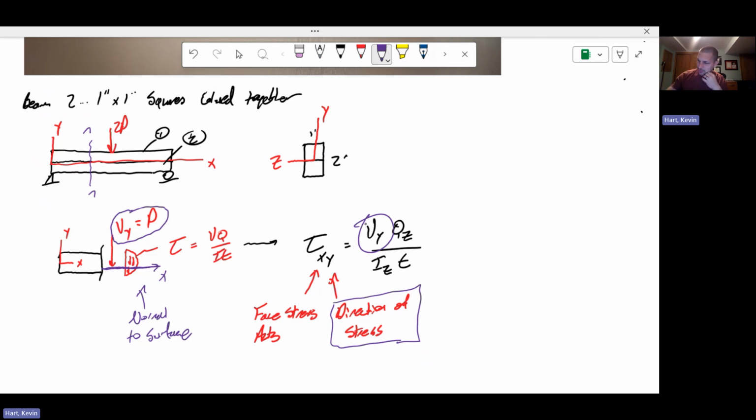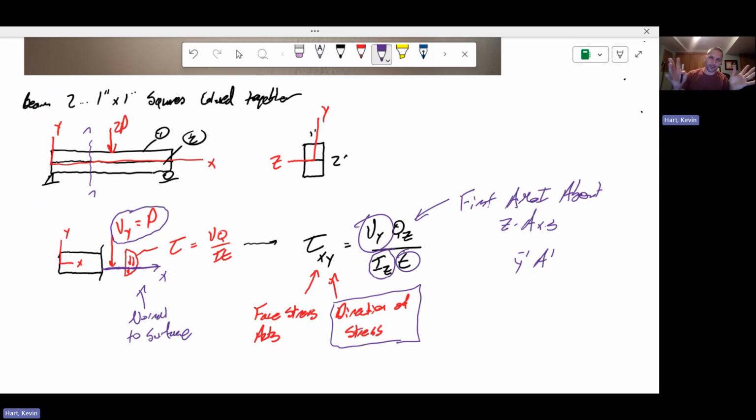And it's calculated using this formulation, where Qz, this is the first moment of area, first area moment about the z-axis. You've probably learned it as something like y bar prime, A prime. More on that in just a second. Iz, this is the second area moment of inertia. You know this well. T, this is the thickness of the beam at the point of interest. Okay, great. Why does this matter for this bolt problem?